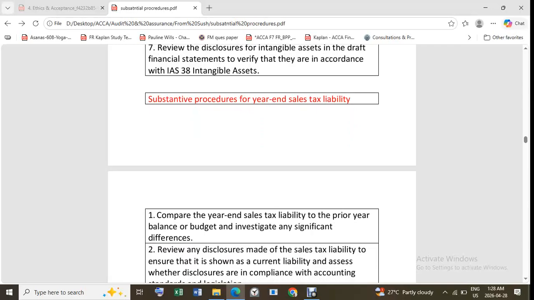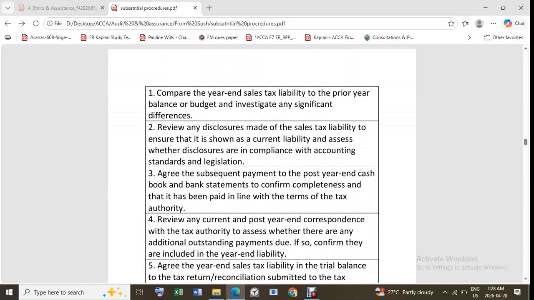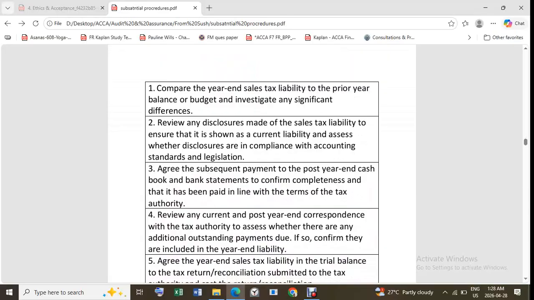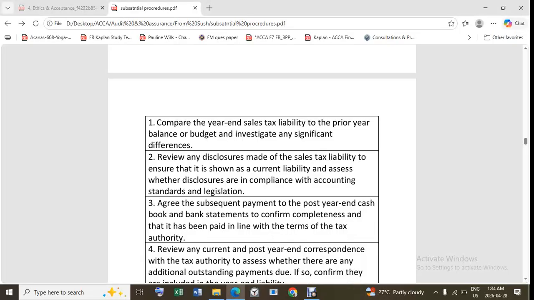Substantive procedures for year-end sales tax liability. Compare the year-end sales tax liability to the prior year balance and budget and investigate any significant differences. Review the disclosure made of sales tax liability to ensure that it is shown as a current liability and assess whether disclosures are in compliance with accounting standards and legislation.